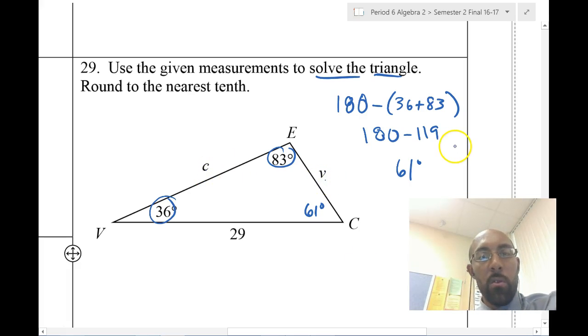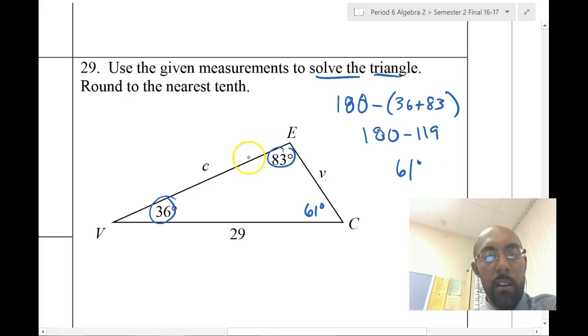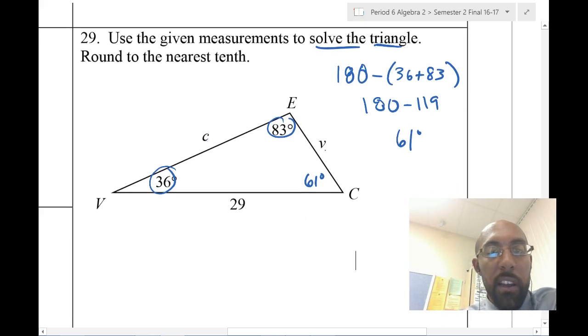All right. So what I notice is that I don't have a right angle, so I can't use the 45-90, or I can't really use just sine, cosine, or tangent here. I have to use what we call the law of sines. As long as I have an angle and its opposite side, I can use the law of sines to figure out any missing sides or angles.